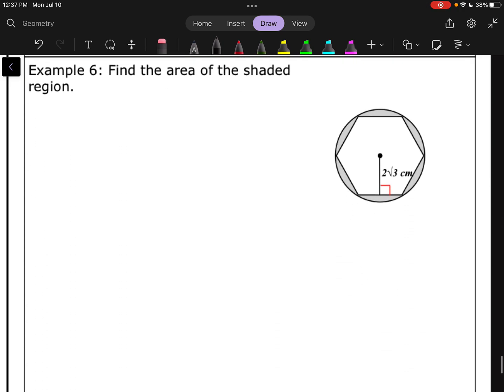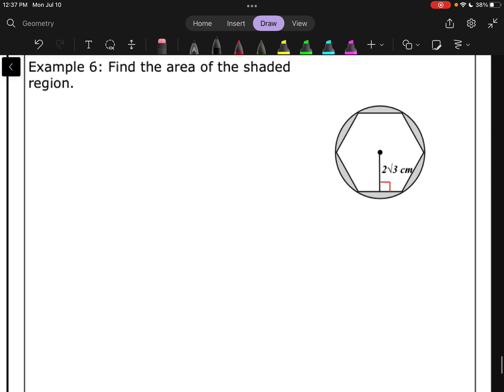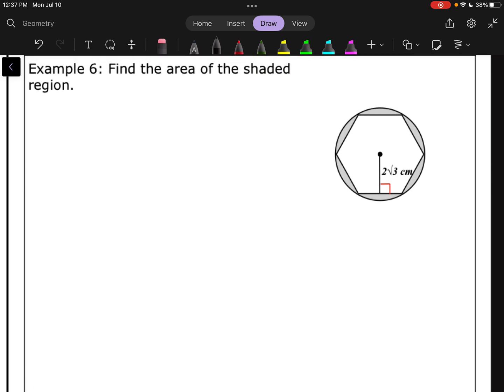And our last one says find the area of the shaded region. We've got a hexagon inside of a circle. Okay, let's try to find the area of the circle, I suppose. Area of a circle is pi r squared.